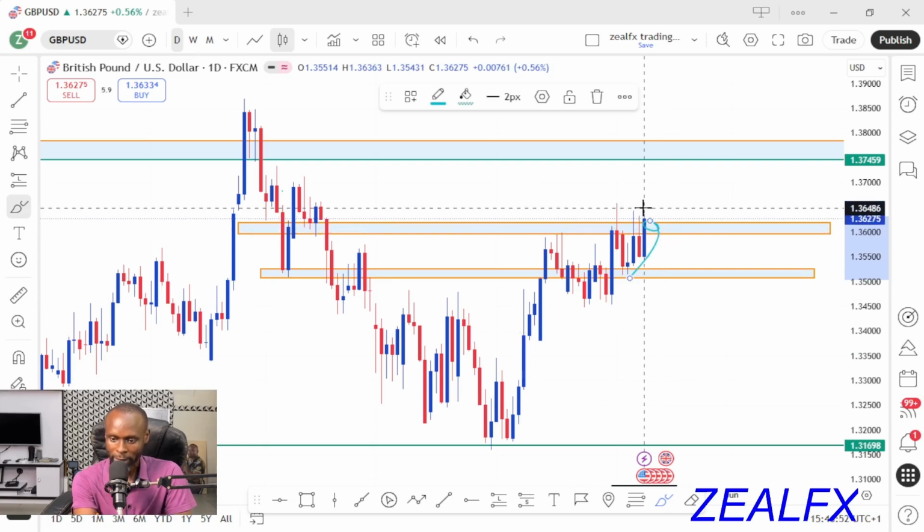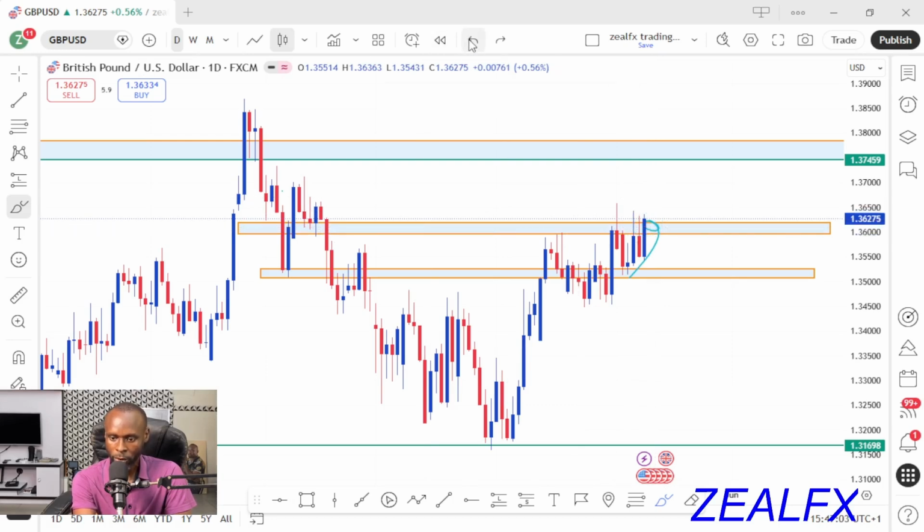You can see that price has closed above this resistance now. So long as price closed above this particular resistance, this is an indication of buying momentum starting to build up. So what do we expect this week on the Pounds USD?